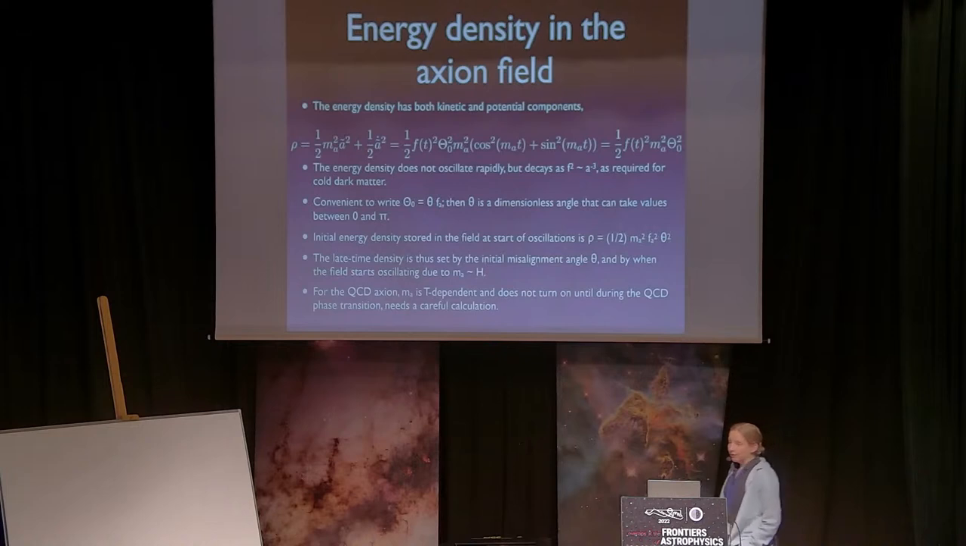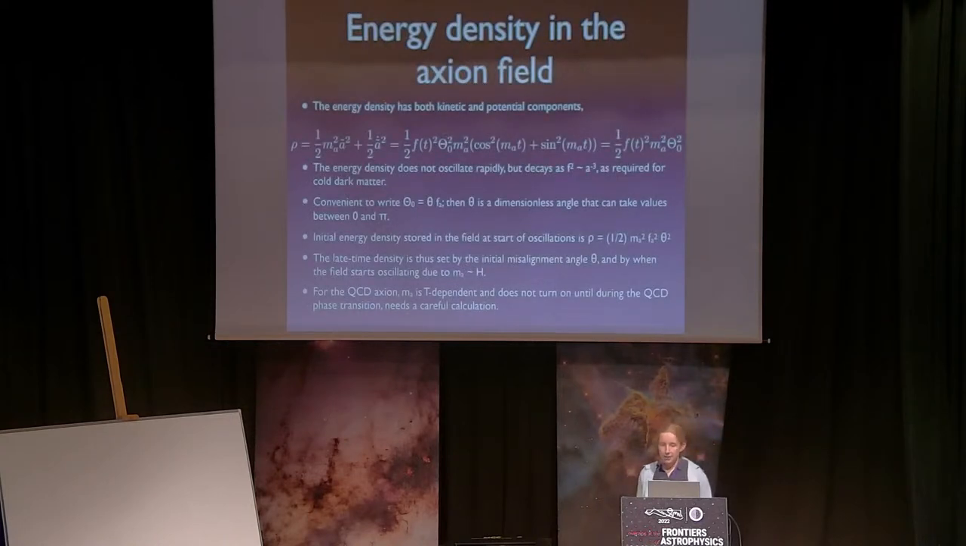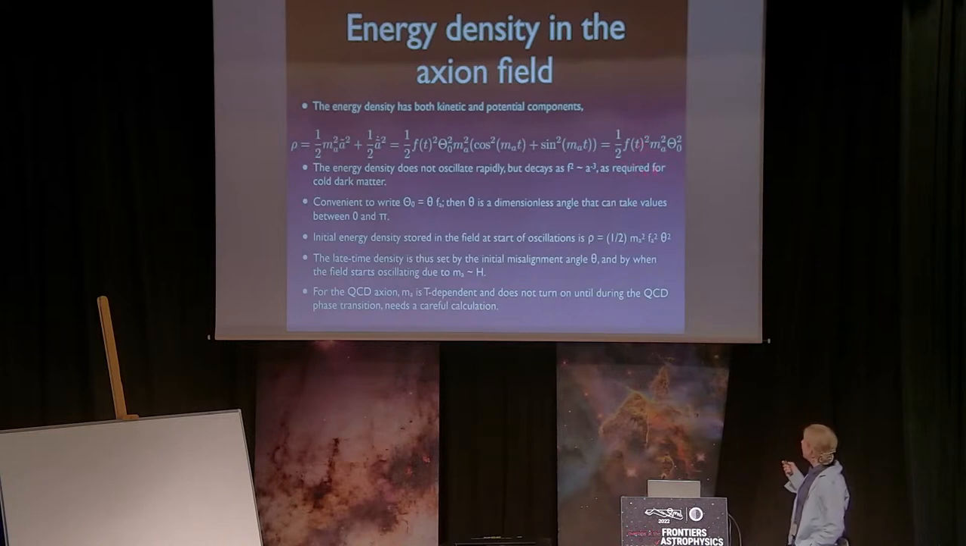Now let's look at the energy density. This is how the field evolves. It has this overall a to the minus 3/2 scaling from the expansion of the universe, and then some oscillations with a scale governed by the axion mass. The energy density stored in this component has both kinetic and potential components. We just write down the energy density of a scalar field. We can plug in our ansatz from before, and just like for a simple harmonic oscillator, where the energy has kinetic and potential components, one going like sine squared theta and the other like cos squared theta, we get the same behavior here. We'll find that the total energy stored in the field goes like this f of t squared scaling factor times parameters that depend on the axion mass and the misalignment angle.